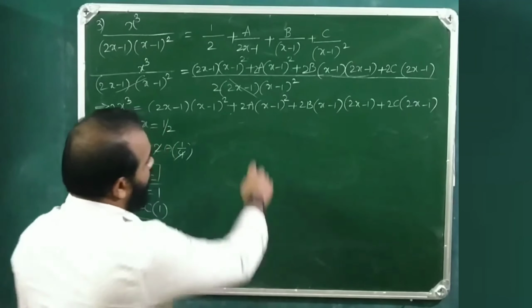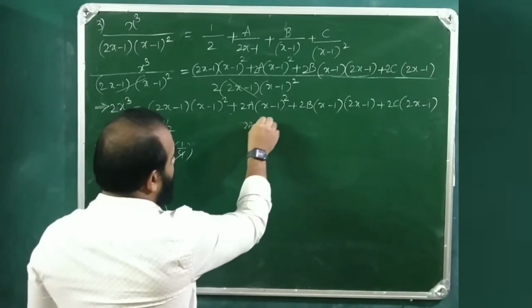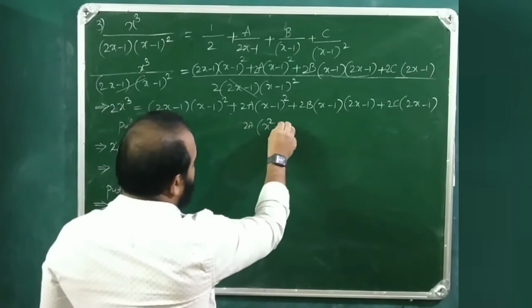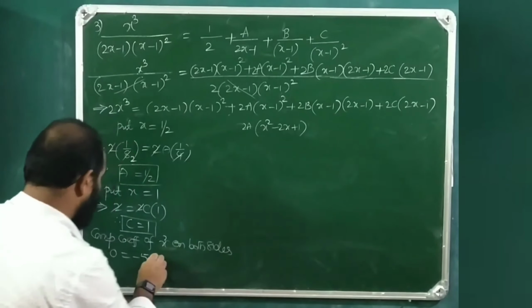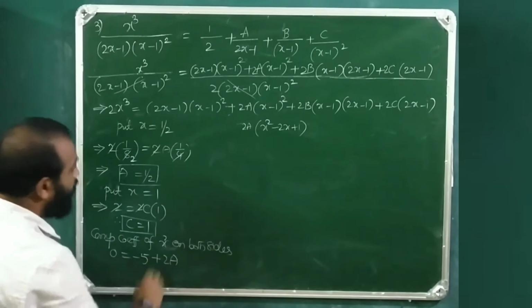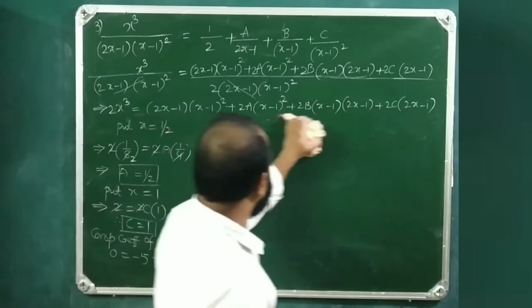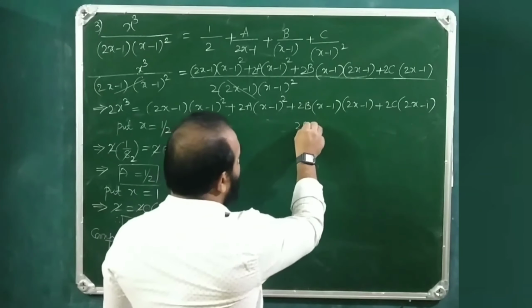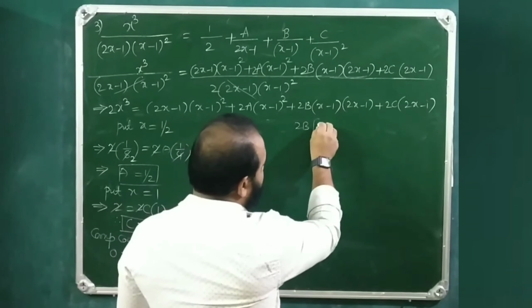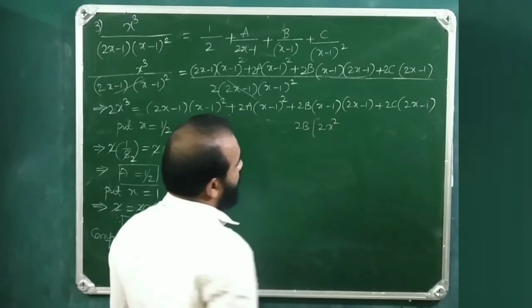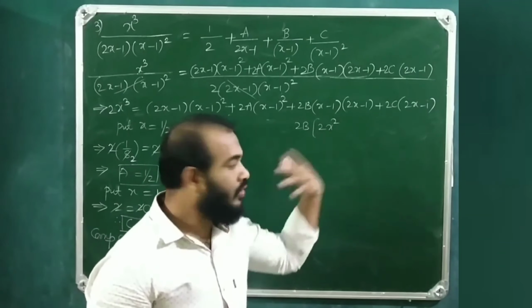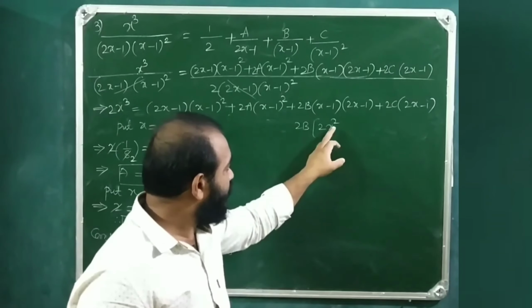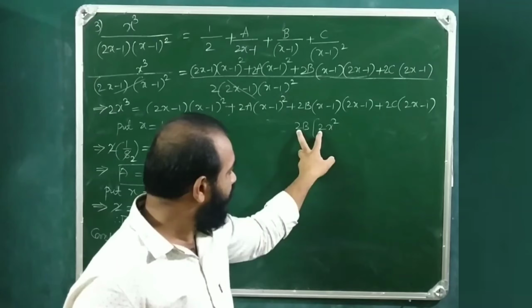So here, this is 2a into x square minus 2x plus 1. 2a here. So plus 2a. Here, 2b into x into 2x, 2x square. And remaining all terms will be x and constant. So we can leave it. So x square coefficient is 2 twos are 4b.